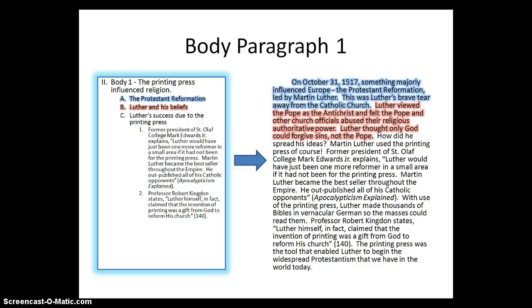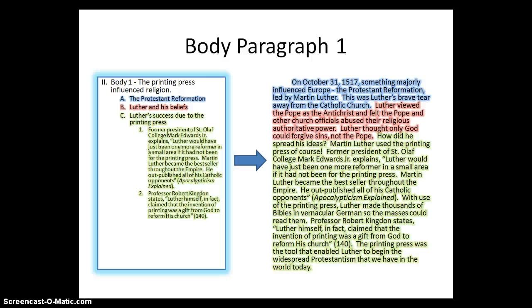And now we're ready to hit the main part of this paragraph, the main thing that we need to discuss, because we know that we were going to discuss in here how exactly did the printing press influence religion, and now we're ready to do it. We're going to discuss how Luther's success was actually due to the printing press, and we have two different notes from our research that are going to back that up, and you can see what it turns into there.